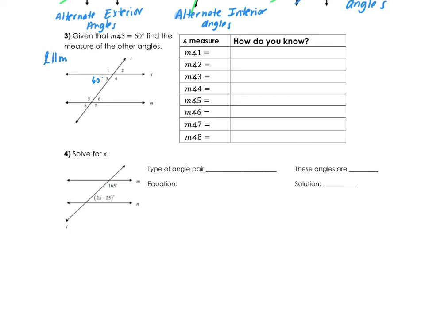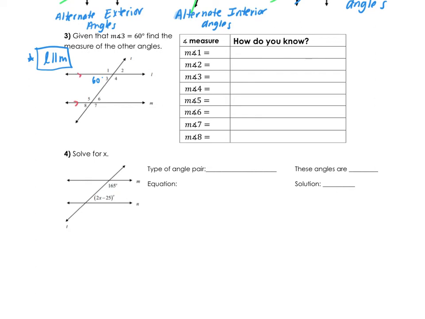We would be able to find all of the angles up here just by knowing that first angle, but we wouldn't be able to make the transition to angles 5, 6, 7, and 8 unless we knew that those lines are parallel. So it's really important to make that statement that L is parallel to M.